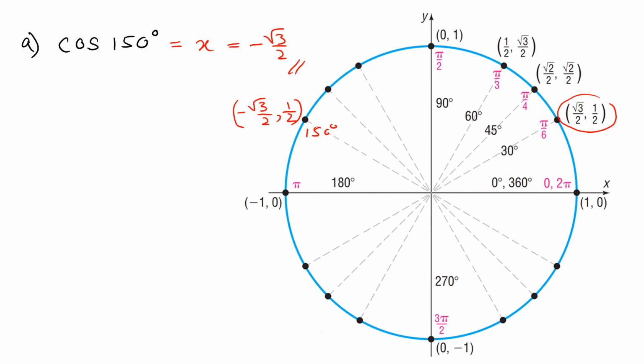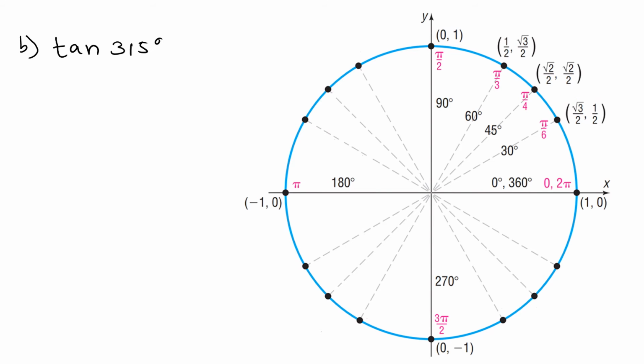So let's look at the next problem. As the next problem, we have tan 315. So we need to first identify where this angle is. 315 is the angle in standard position. So that is the angle we are talking about. That means this is the point we need.